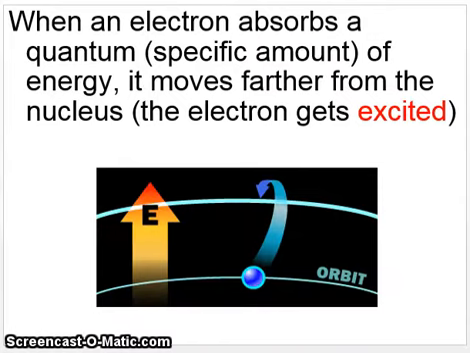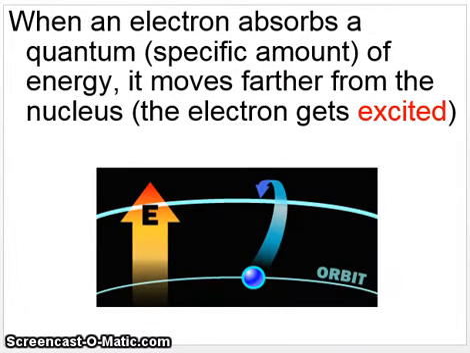Here is the story. When an electron that's going around an atom absorbs a specific amount of energy, we call this a quantum, a specific small amount of energy, it moves farther from the nucleus. And that's exactly what you see here. You see this electron moving farther from the nucleus. We call this being excited. The electron moves further away from the nucleus to the next energy level, to the next orbit, you can say.